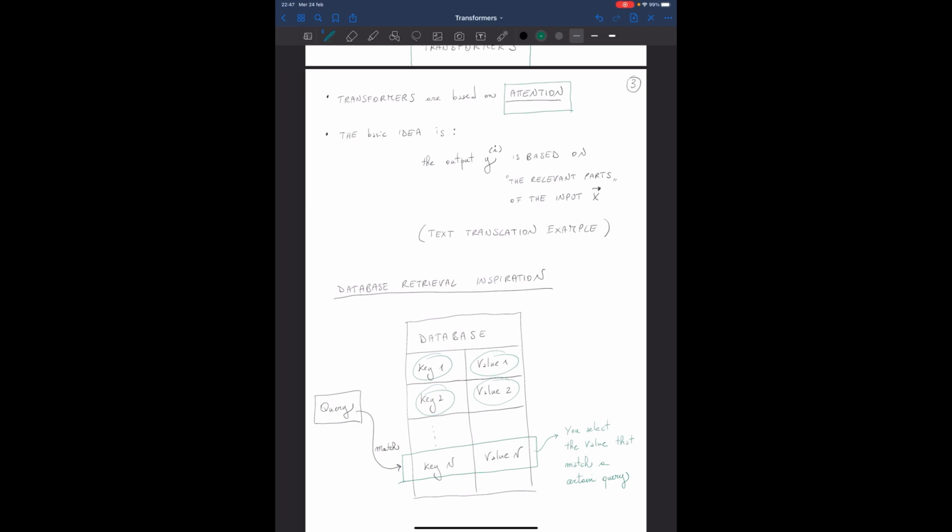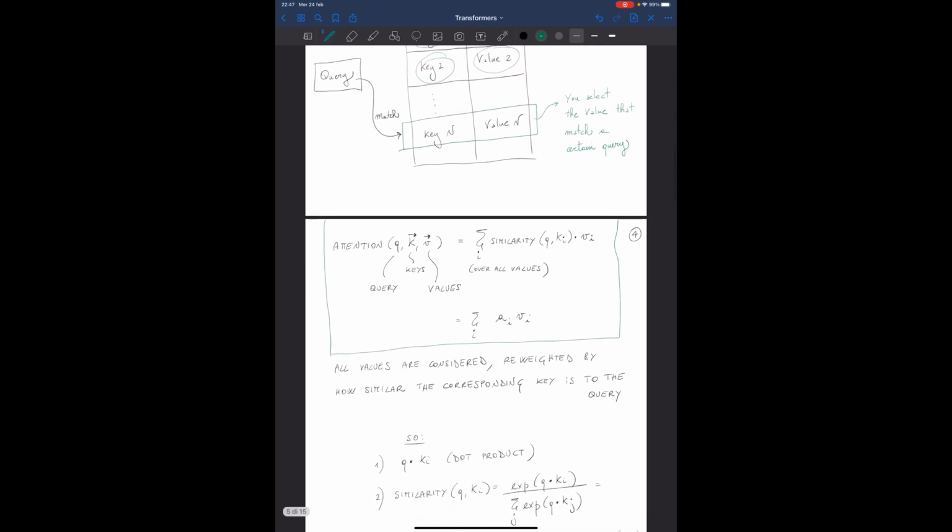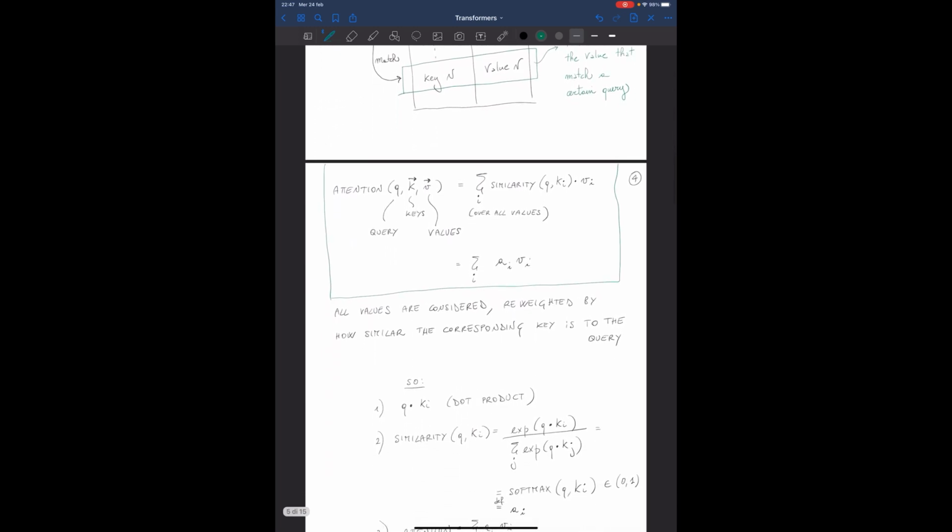And let's say that we have a certain query. For example, we can imagine a query in SQL, so select whatever from the table. At the end, we select the value or the values that are matching a certain query that we are asking the database to match. That's the main idea.